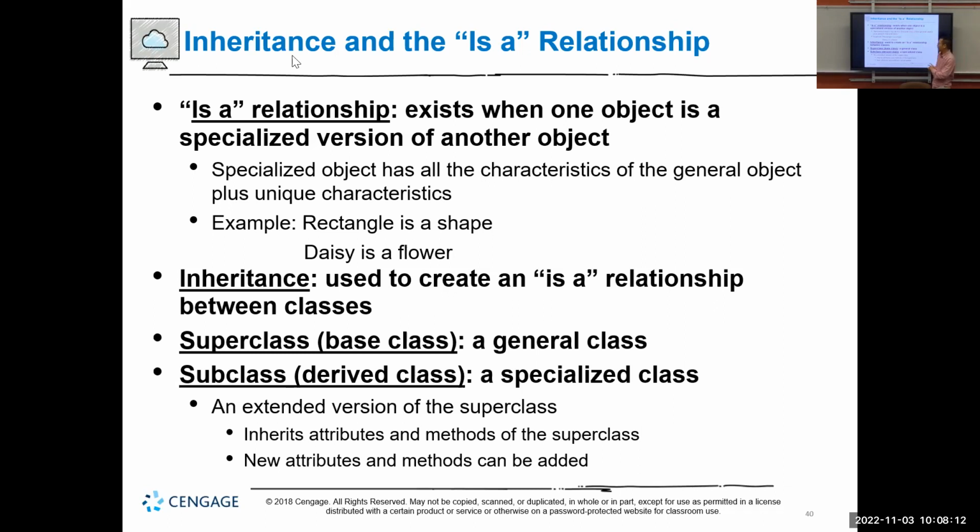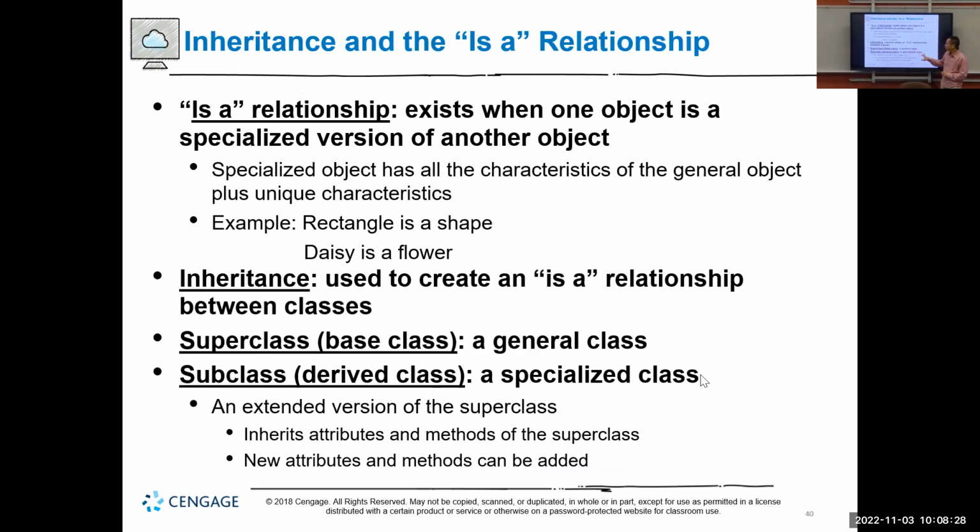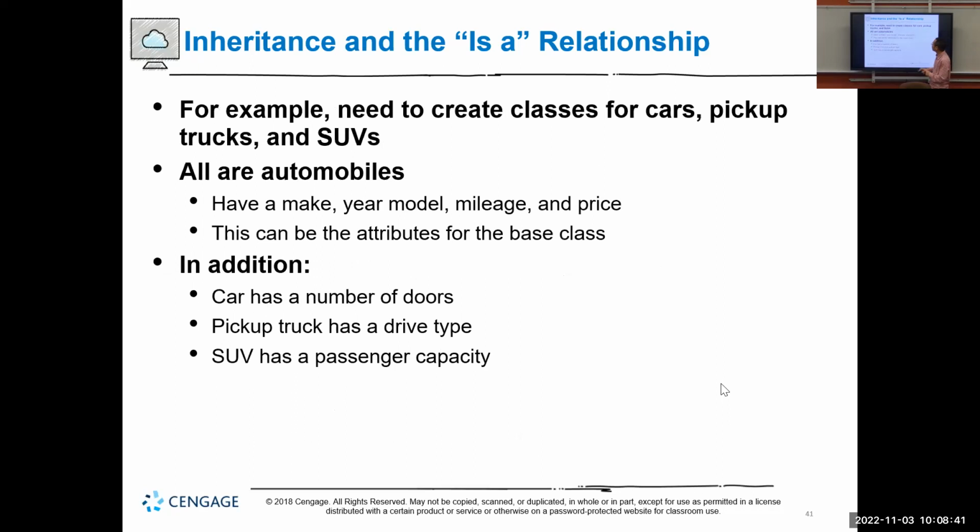So you have the super class. It is a base class, a general class. And you have the subclass or derived class, a specialized class. In that case, insect is the super class, and you have the bee and the grasshopper. They are subclasses. So basically, they inherit every method and every attribute from the insect. But again, each of them also has specific methods and attributes.